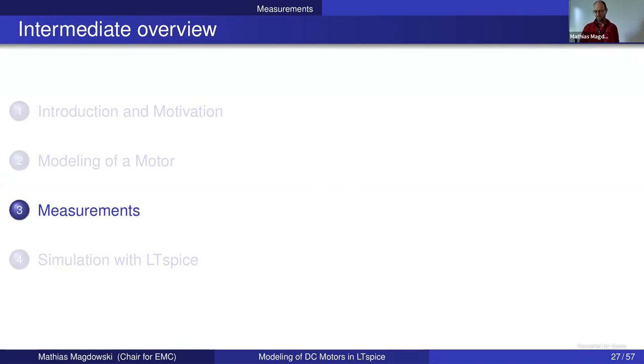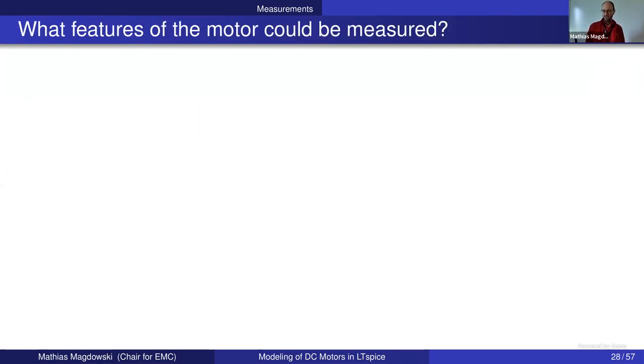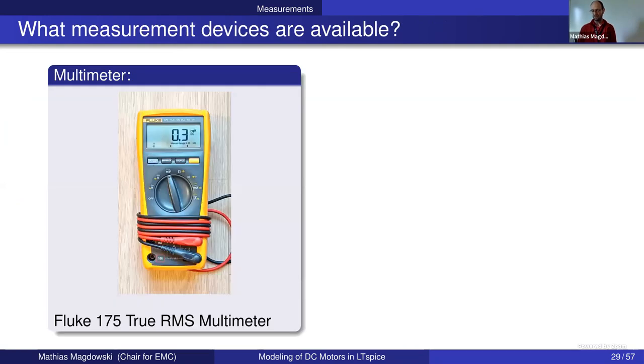So the question is, how can we determine these parameters? What measurements could we do, or what features of the motor could we measure? And before answering this question, or before you can try to answer this question, I will show you what measurement results we have available. So maybe I can enable tracking of my camera and move over here.